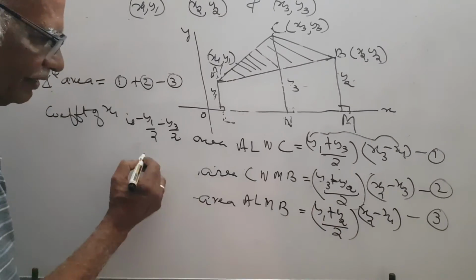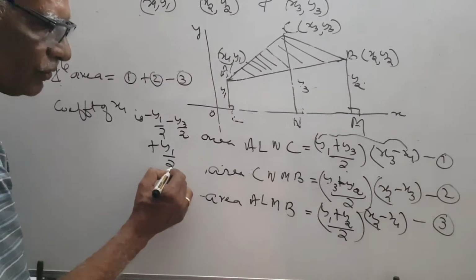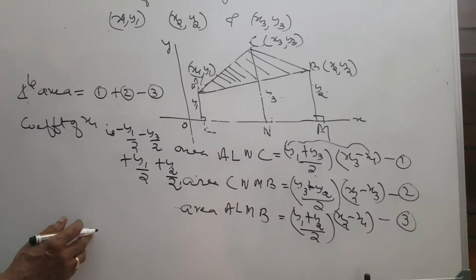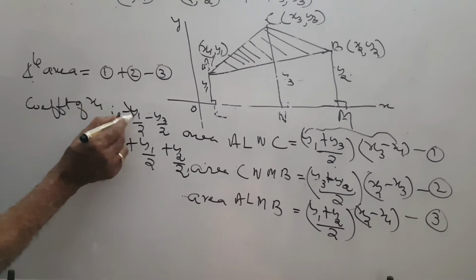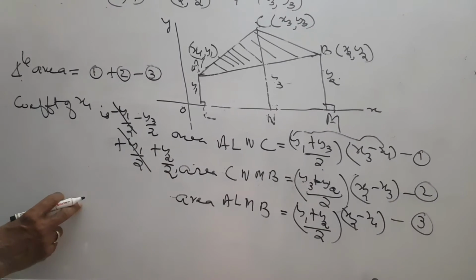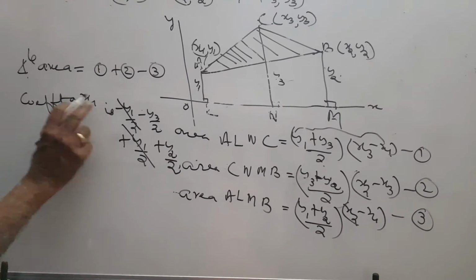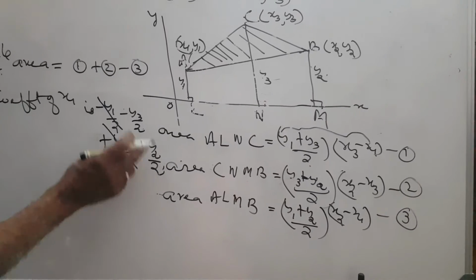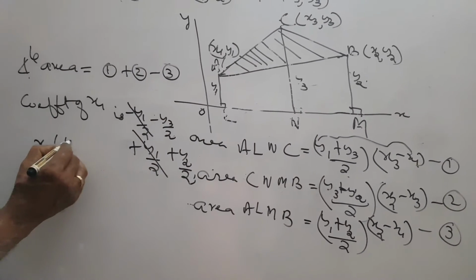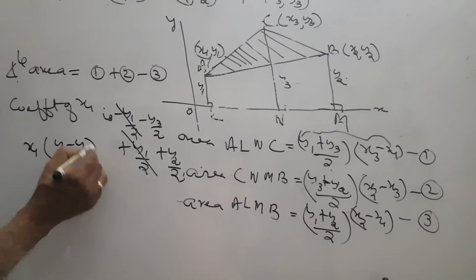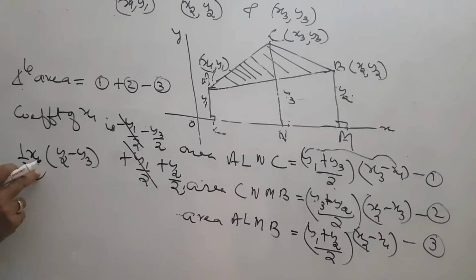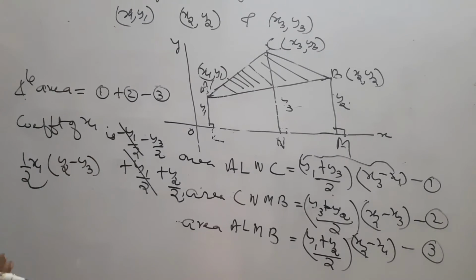The coefficient is y1 by 2 plus y2 by 2. So we see this minus of y1 by 2 and plus of y1 by 2 cancel. So the net effect is x1 is multiplied by y2 by 2 minus y3 by 2. Or you see x1 into y2 minus y3, the whole is multiplied by half. So half x1 into y2 minus y3.